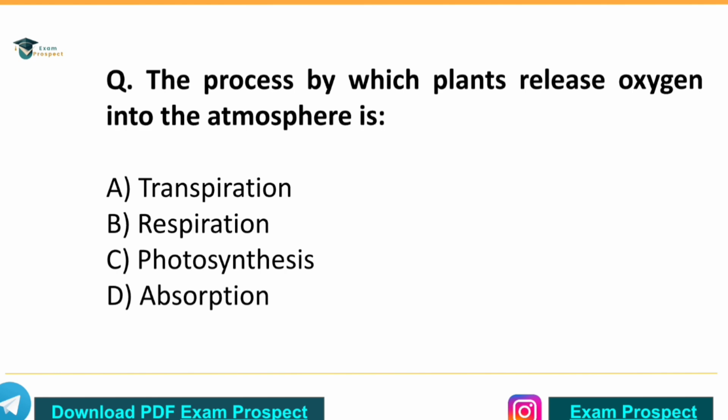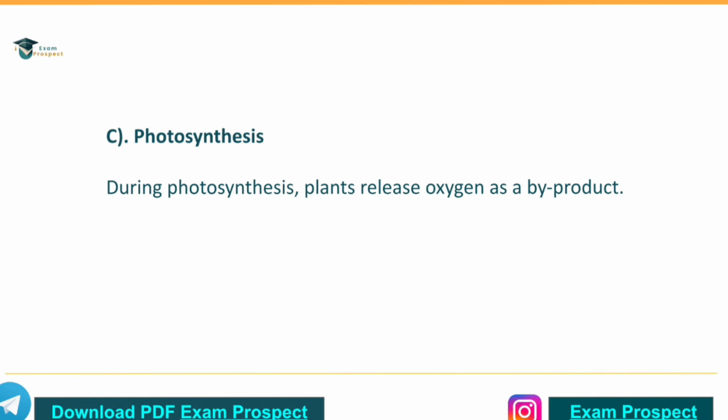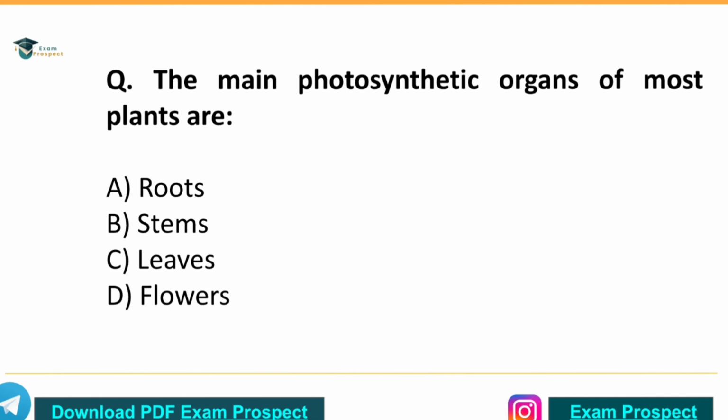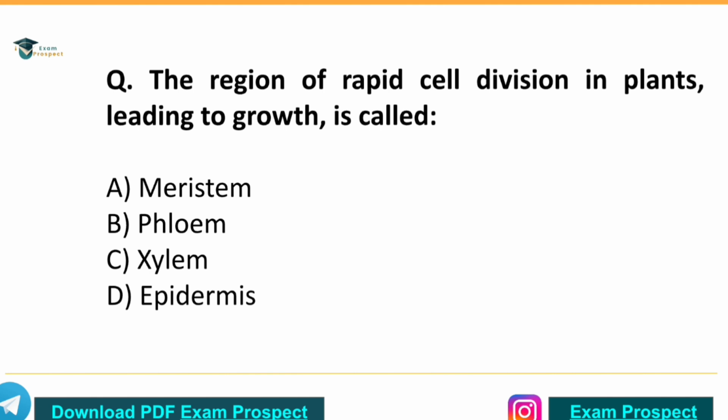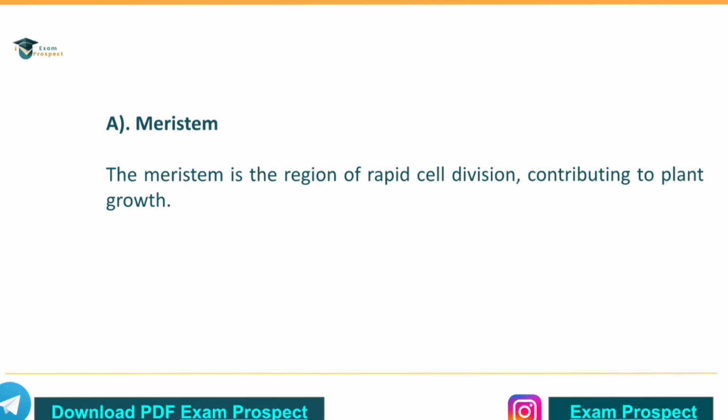Next question, the process by which plants release oxygen into the atmosphere is. Correct answer is option C, photosynthesis. Next question, the main photosynthetic organs of most plants are. Correct answer is option C, leaves. Next question, the region of rapid cell division in plants leading to growth is called. Correct answer is option A, meristem.